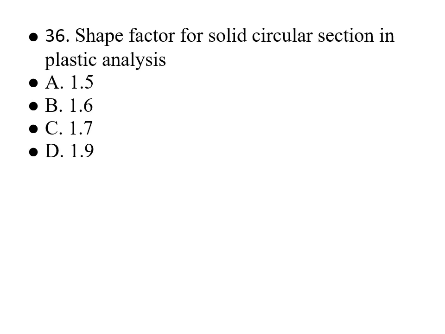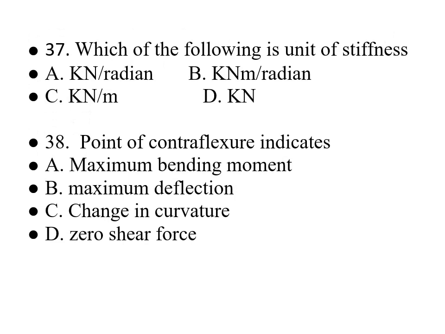The 36th question, shape factor for solid circular section in plastic analysis is. For the circular section, it is 1.69, that is option C, 1.7, and for rectangular section, it is 1.5. 37th question, which of the following is the unit of stiffness? Option C, kilonewton per meter.